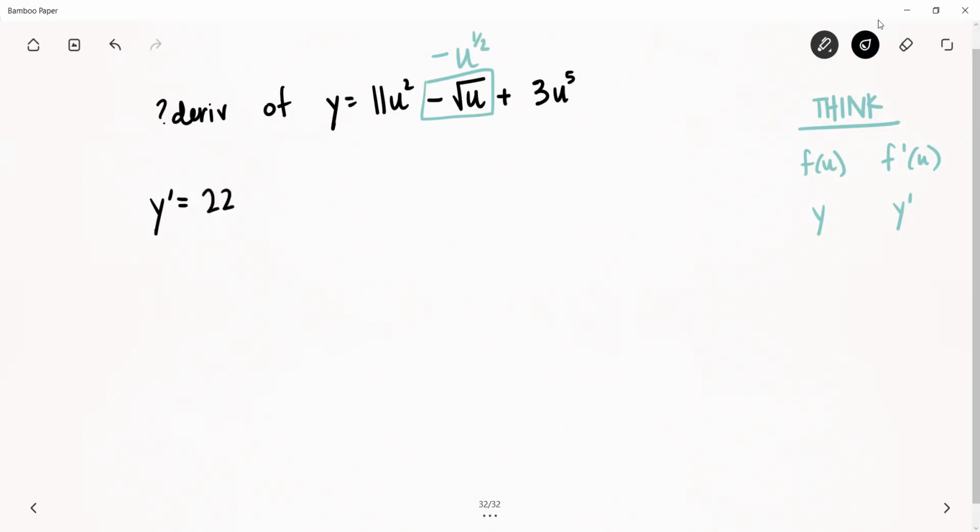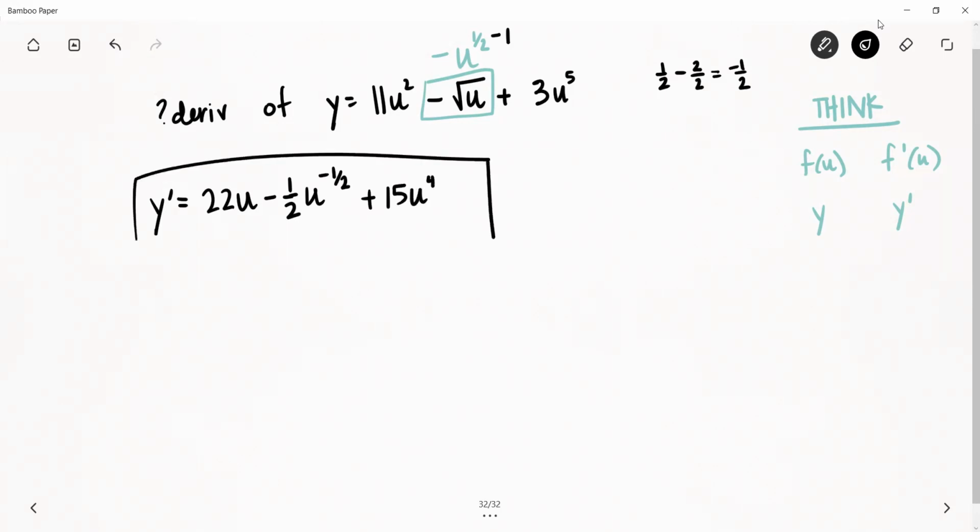And we should end up with 22u to the negative 1/2, because I bring down the negative 1/2 and multiply it to this u, but now I have to subtract 1. Well, 1/2 minus 1, think of 1 as 2/2, because I'm already trying to get a common denominator. I know that if I'm subtracting anything that's a fraction, I need a common denominator. This is going to be negative 1/2. So that's my new power. Plus 15u to the 4th. Done.